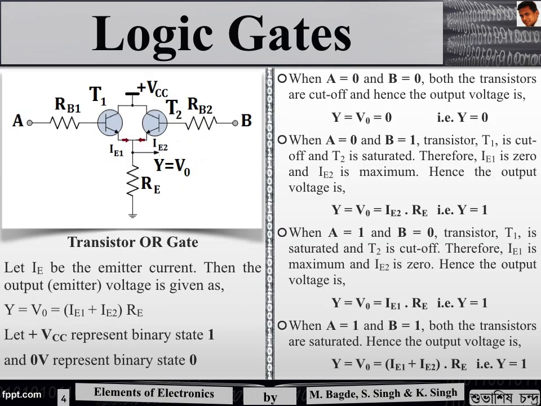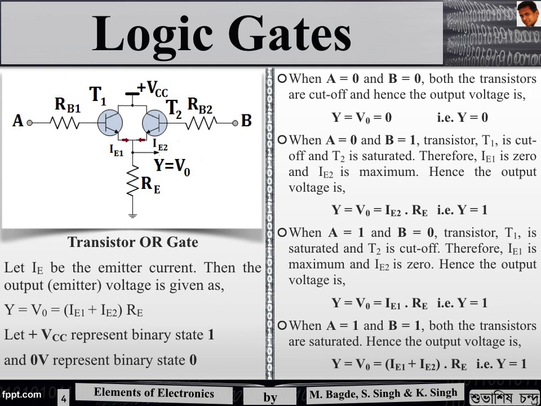If we see an electrical analog of the OR gate, we can see that both the transistors T1 and T2 are connected in parallel between VCC and the ground, where the output is taken from the emitter terminal. When the inputs A and B are both 0, both the transistors T1 and T2 are cut off and we get no output at the emitter terminal, and hence Y equals 0. When A equals 0, the transistor T1 is cut off, and B equals 1, the transistor T2 is saturated, and hence the current flows through the transistor T2 from VCC to ground, and we get an output at terminal Y equals 1.